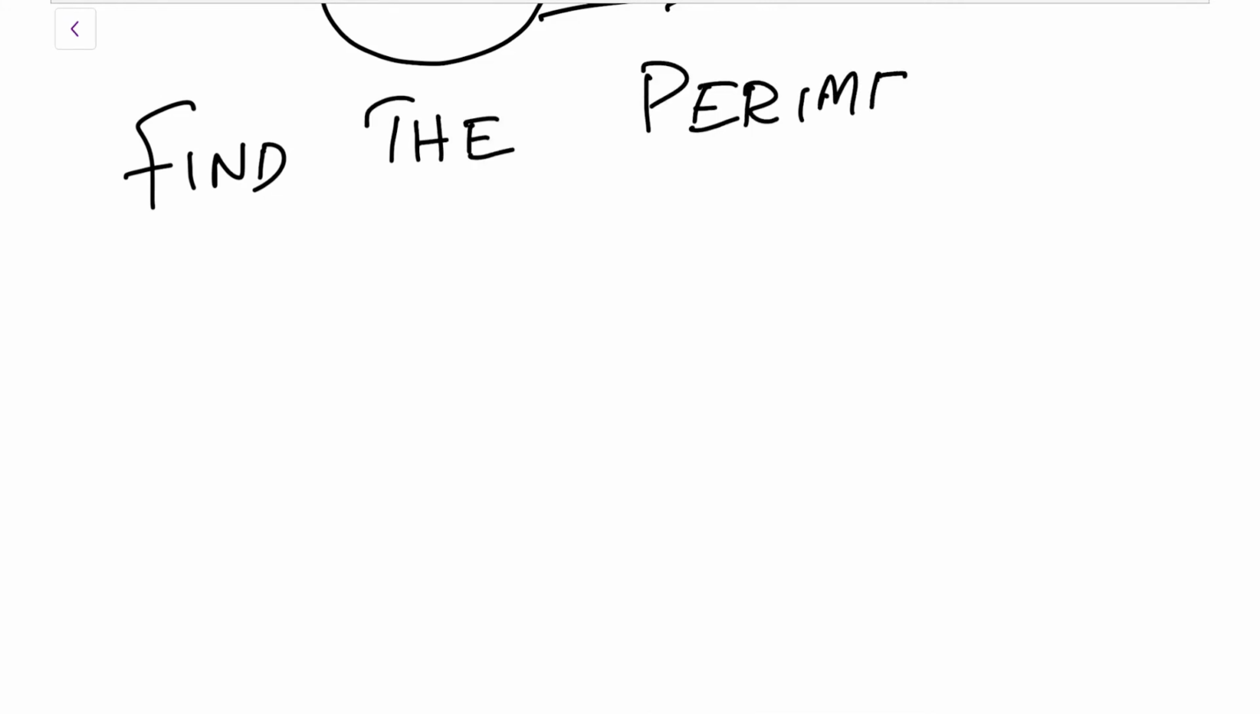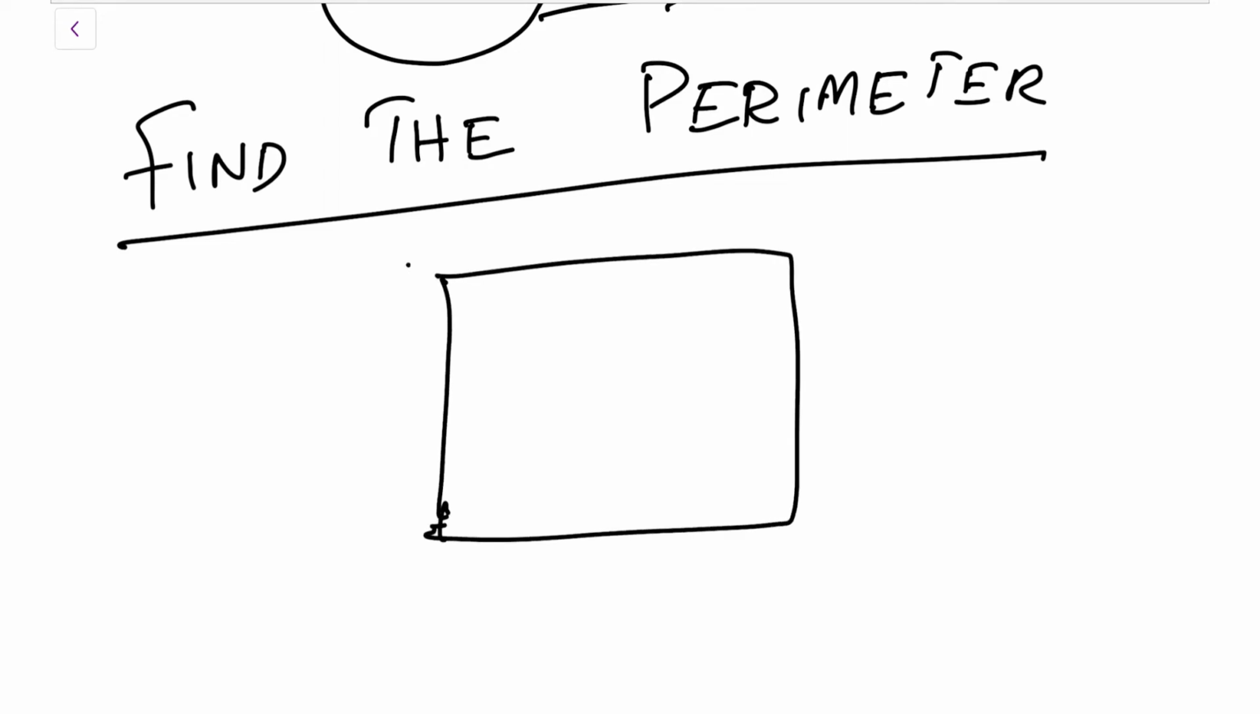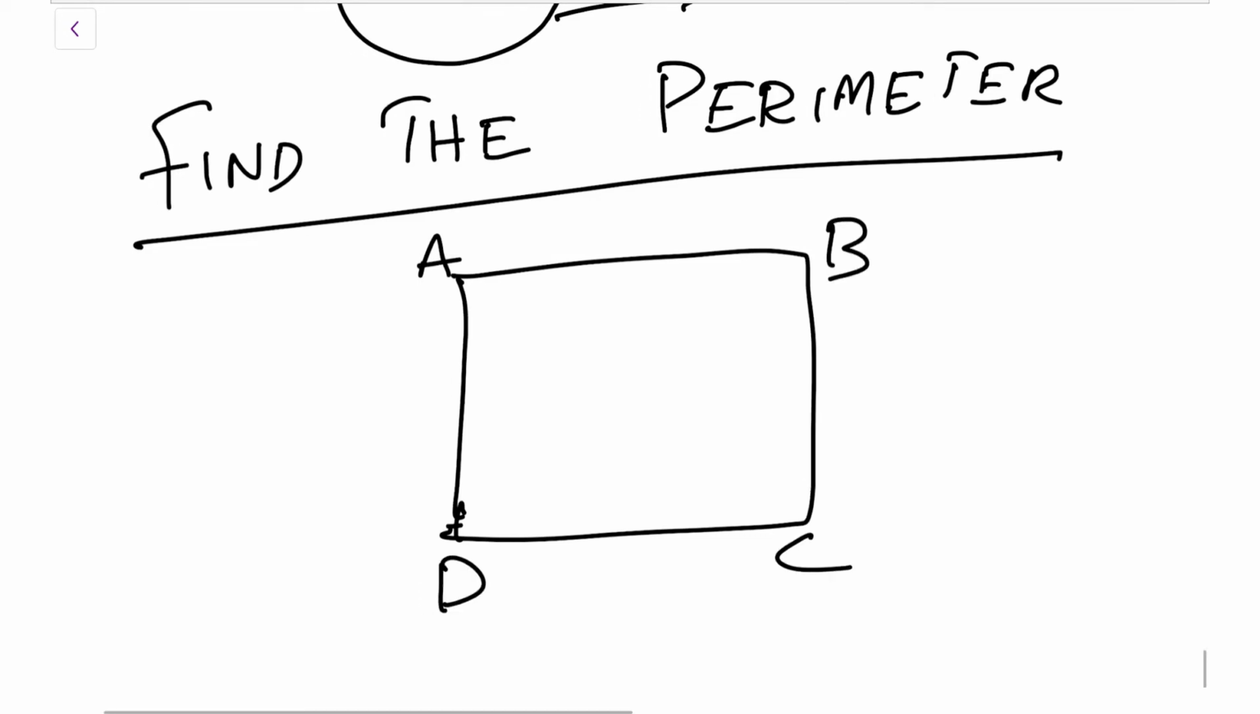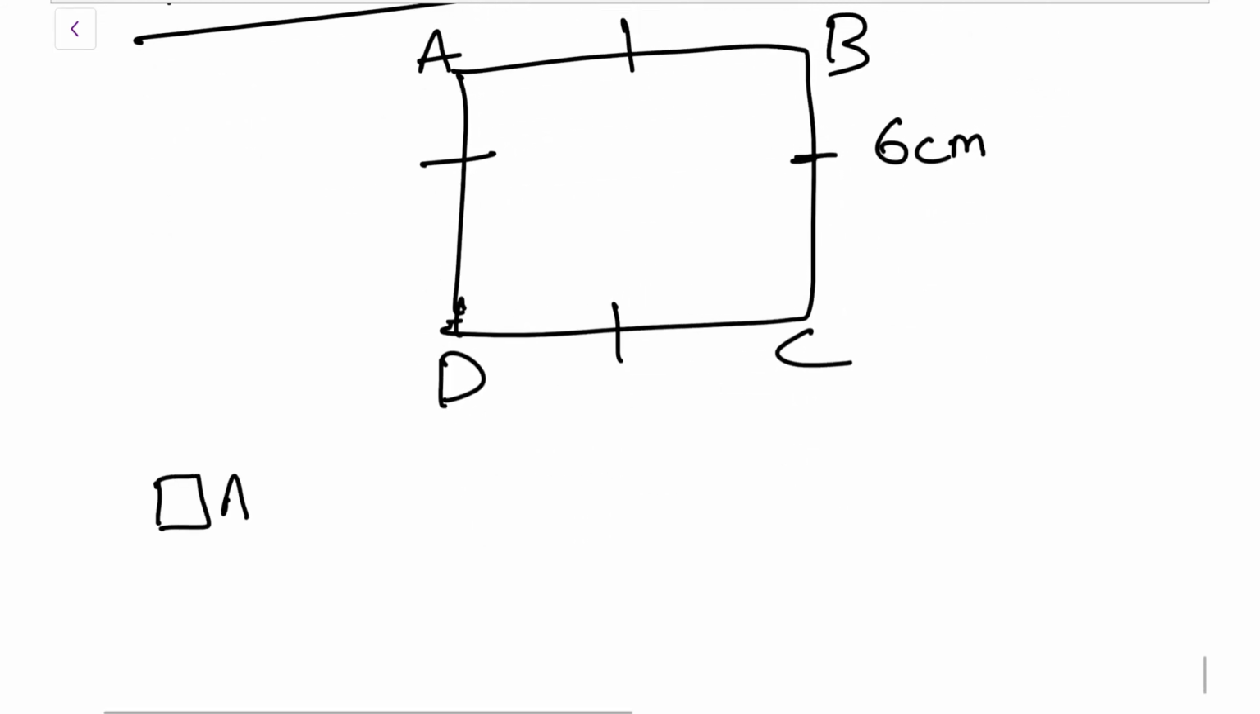Now how do you actually find the perimeter? Let's have a look at a couple of examples. All right, let's take this square ABCD, and they have given you that the length of one side is 6 centimeter. Now how do you find the perimeter of the square ABCD?